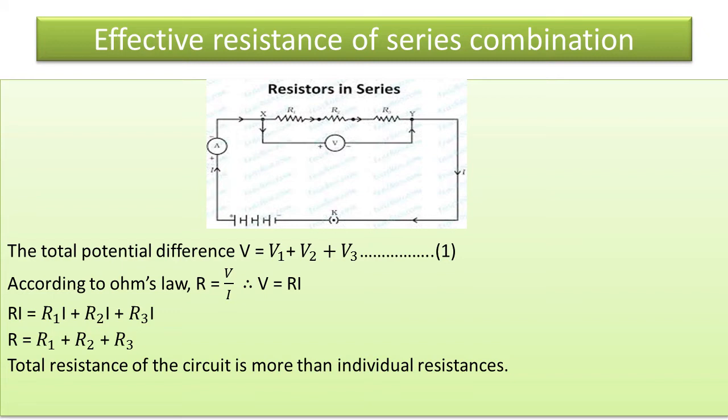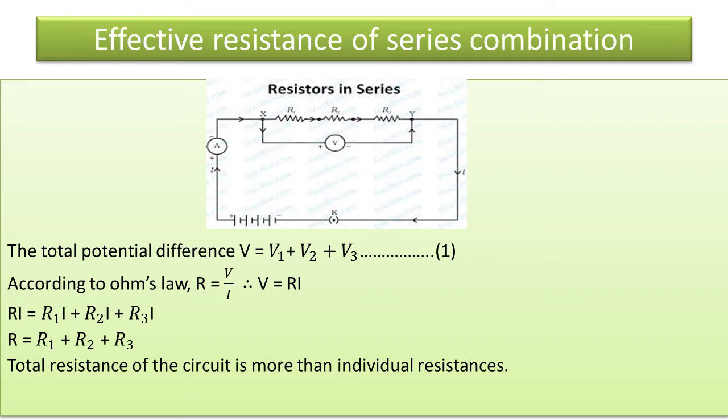So R_i is equal to R1 I plus R2 I plus R3 I. Now I is common here, so it will get cancelled out. So R is equal to R1 plus R2 plus R3. So total resistance of the circuit is nothing but the addition of all the resistances connected in series.